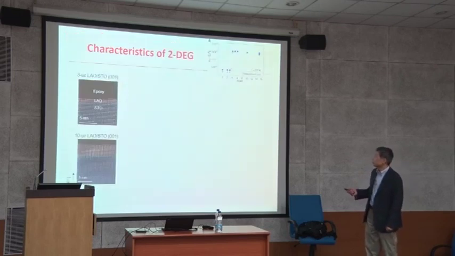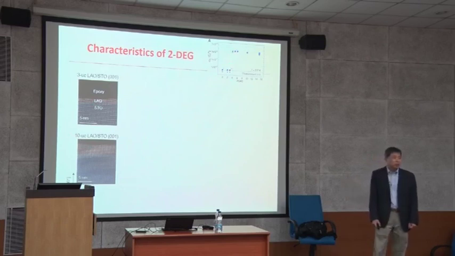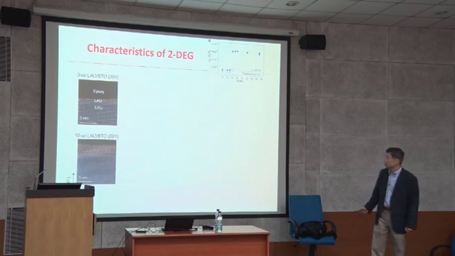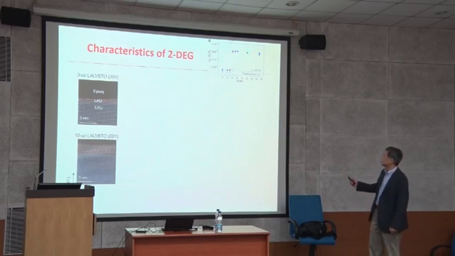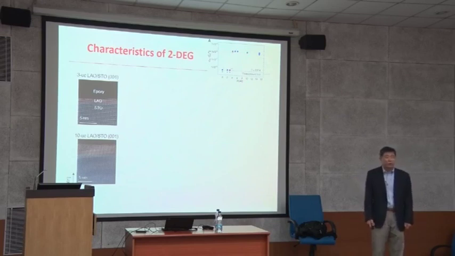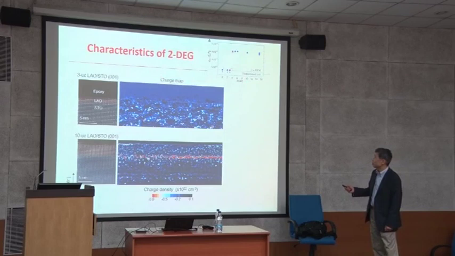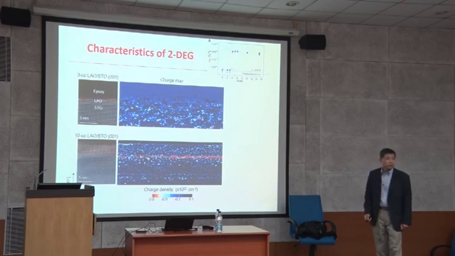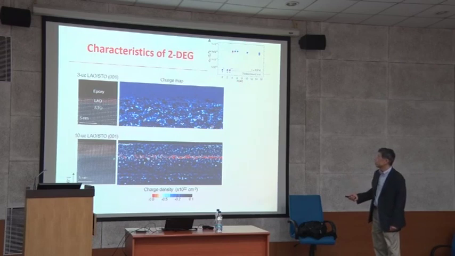For example, we did a 3-unit cell and a 10-unit cell, below the critical thickness and above. The 3-unit cell is supposed to be insulating, with no 2D electron gas. Above the critical thickness, at 10-unit cell, you should expect to see 2D electron gas. When you do charge mapping here, for the LAO 3-unit cell, you do not see any features. But when you go to 10-unit cell, you see the charge density in red, at the interface here.